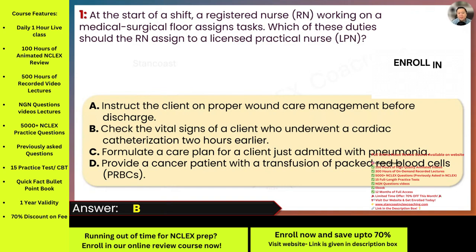And also you need to think about the patient's stability. The LPNs can take care of stable patients, but should not be assigned to new admissions or post-op clients in critical condition. I'm emphasizing critical condition, or those requiring complex care. And you have to eliminate anything that requires RN level decision making. So if the task involves creating a care plan or making critical judgment, or initial teaching or administering high risk medication, you have to cross it out.